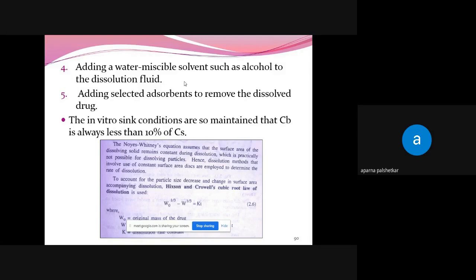Sometimes we can add alcohol, but whenever we are using a medium apart from what is mentioned in the pharmacopoeia, we need to justify it. Why are we using this solvent? Because we are using dissolution so that we can mimic the activity which will happen inside our body. So outside contents need to be justified. Then we can also have adsorbents added so that we can have more access to the drug.